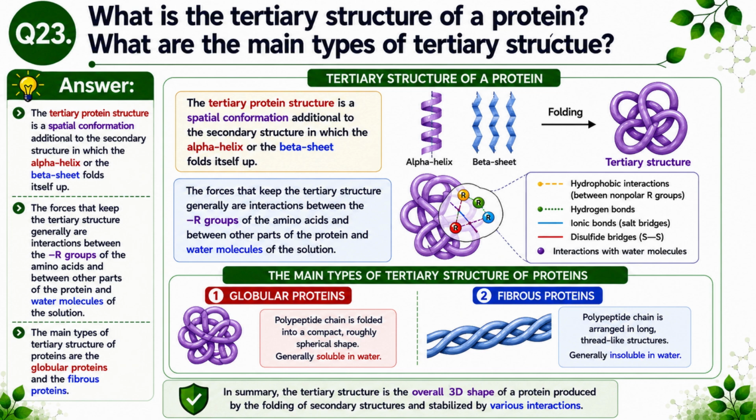The forces that keep the tertiary structure generally are interactions between the R groups of the amino acids and between other parts of the protein and water molecules of the solution. The main types of tertiary structure of proteins are the globular proteins and the fibrous proteins.